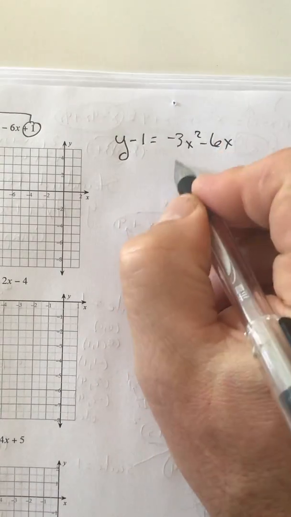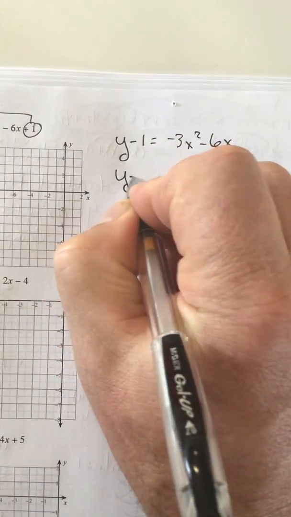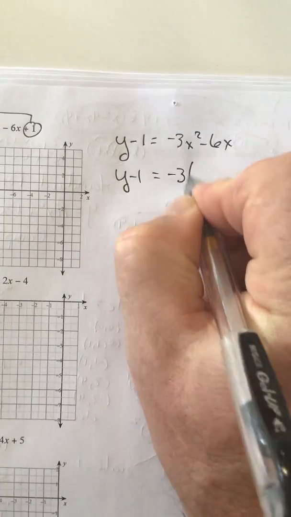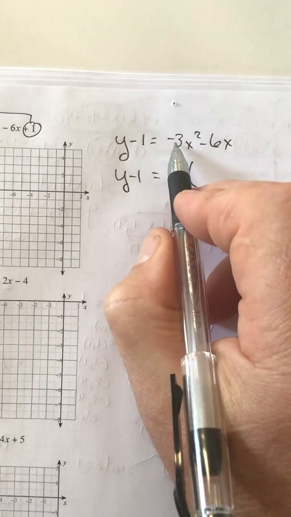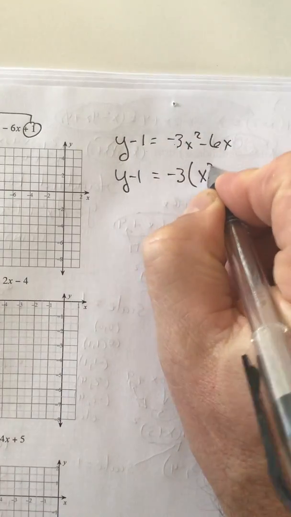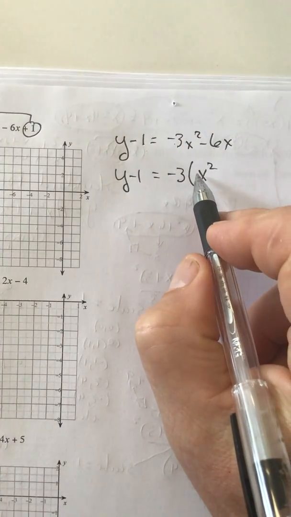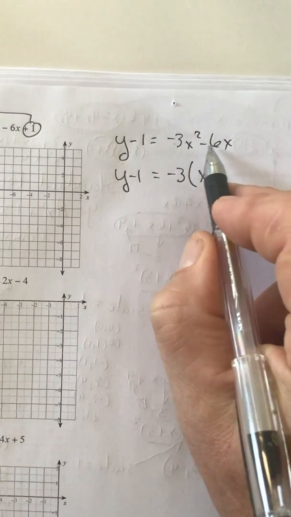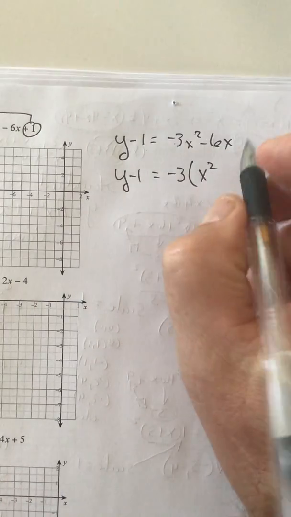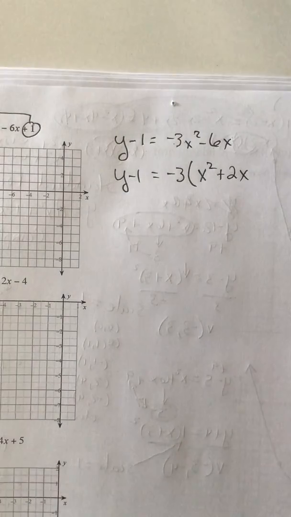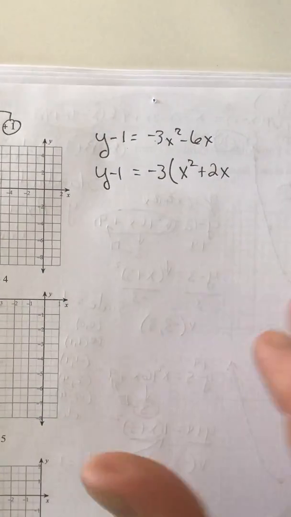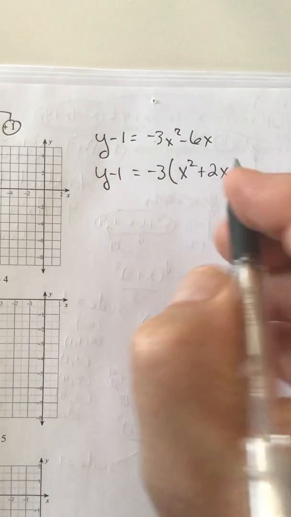Okay, that A is a problem, so I've got to factor it out. So I'm going to divide out a negative 3. Negative 3 divided by negative 3 is positive 1 x squared. So now I have my A term to be a 1. Negative 6 divided by negative 3 is positive 2. Okay, so now our A term is positive.